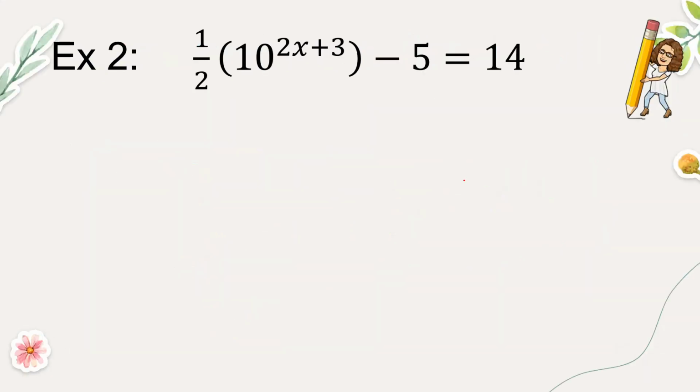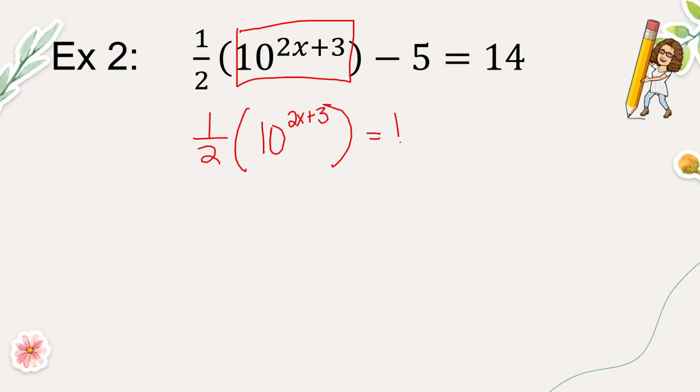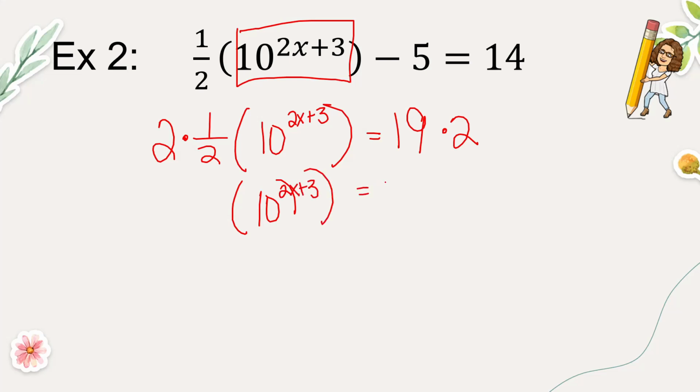Let's try another one. Now, notice this one has pretty much everything. I need to get this guy alone first. So I'm going to add the 15 over. Get myself some 19. I'm going to take care of that 1/2, so I'm going to multiply by 2 on both sides. Oops, wrote that parenthesis a little too fast. That'd be 38. Now, I cannot make a same base, so I'm going to go to a logarithmic form. So I'm going to say log with a base of 10 of 38 equals 2x plus 3.